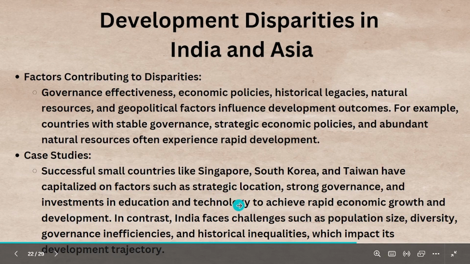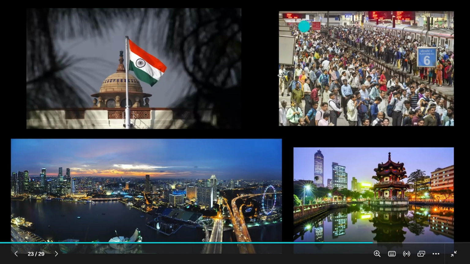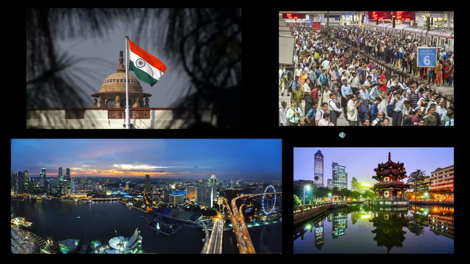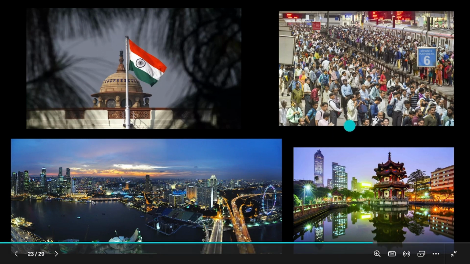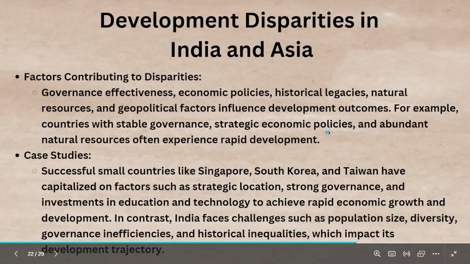In contrast, what is the problem with India? What is the problem with India? The answer is population size. You could know this. There is a lot of population. Anywhere you go in India, you will see people, people, public, public. But in these countries, there is very little population. Not very little, but less population.